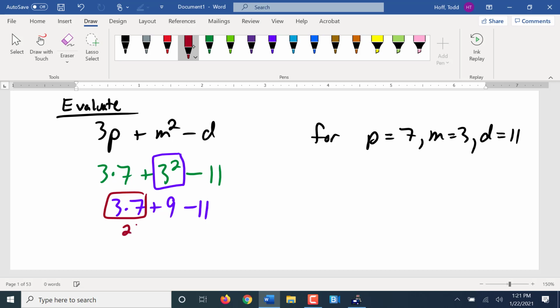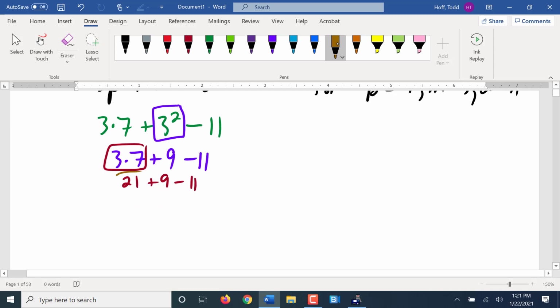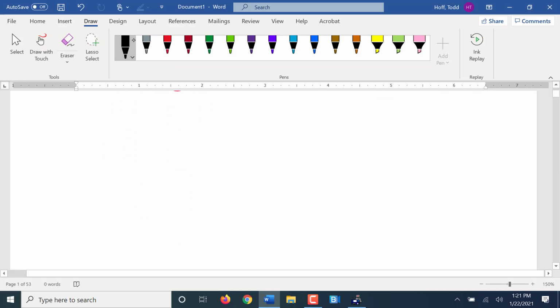Do the 3 times 7, that's 21. And then left to right. It's all addition and subtraction. So we do the 21 plus 9 is 30, and 30 minus 11, 19. Not so bad.